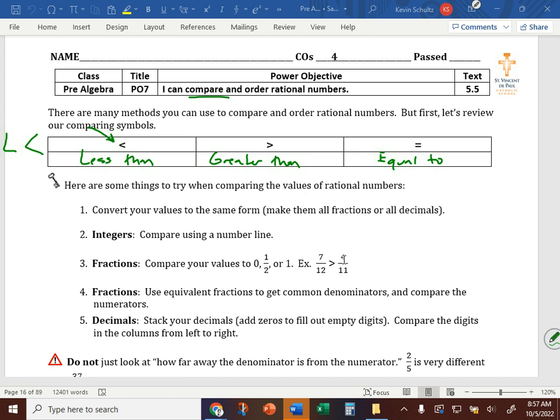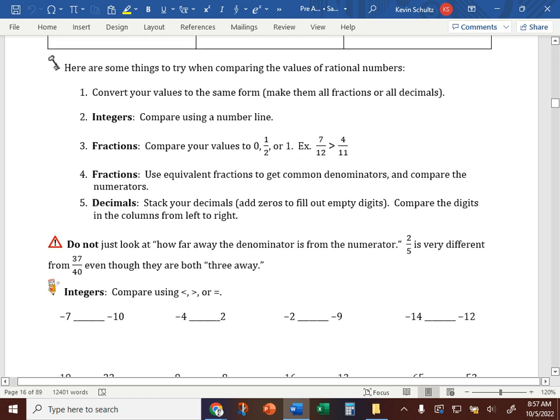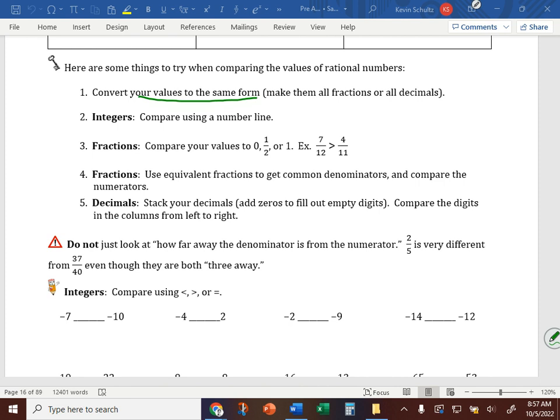So we're going to be looking at ordering three types of values: integers, fractions, and decimals. I give you the little synopsis of each of these here. This is a key point, so it can go on a help sheet. First of all, you want to convert your values to the same form. If you're given one decimal and one fraction, it can be difficult to compare those. Convert them both to fractions or convert them both to decimals. That's why we did that in Unit 1. We converted back in 4. So that can be helpful.